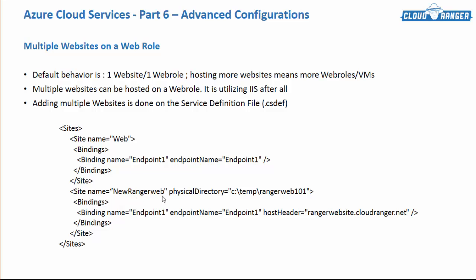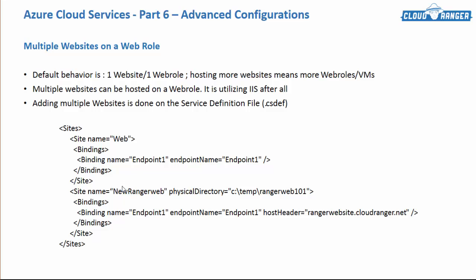I just called it new Ranger web. And it looks for a physical directory where it's going to take the website from. So this physical directory is not on the web server. This physical directory is basically a directory where you're creating this web service, or where Visual Studio is running, for example, to go in and package from this folder that website and upload it to the web role.